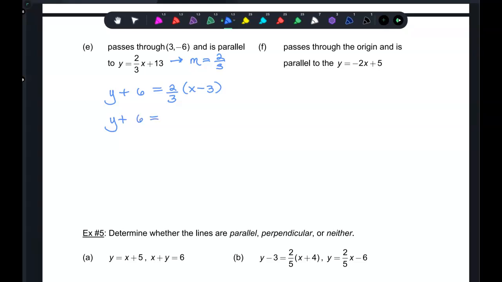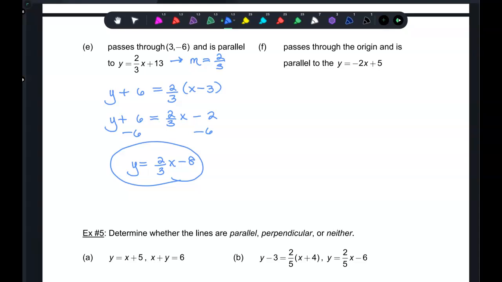The nice thing about point slope form too, it's just a step-by-step process. It's going to be the same thing every time. Distribute, isolate y. Distribute, isolate y. What do we got on the right side? 2/3 x minus 2. Perfect. Subtract 6 from both sides. y equals 2/3 x minus 8.